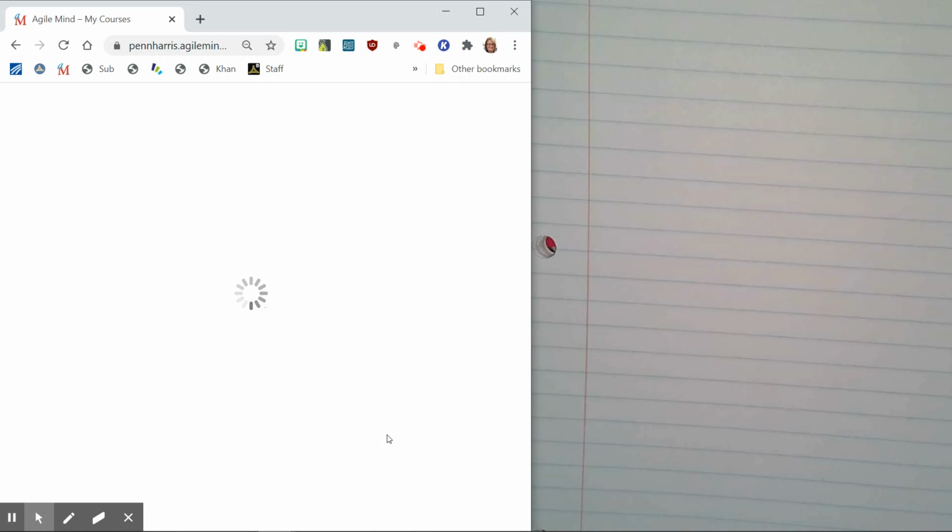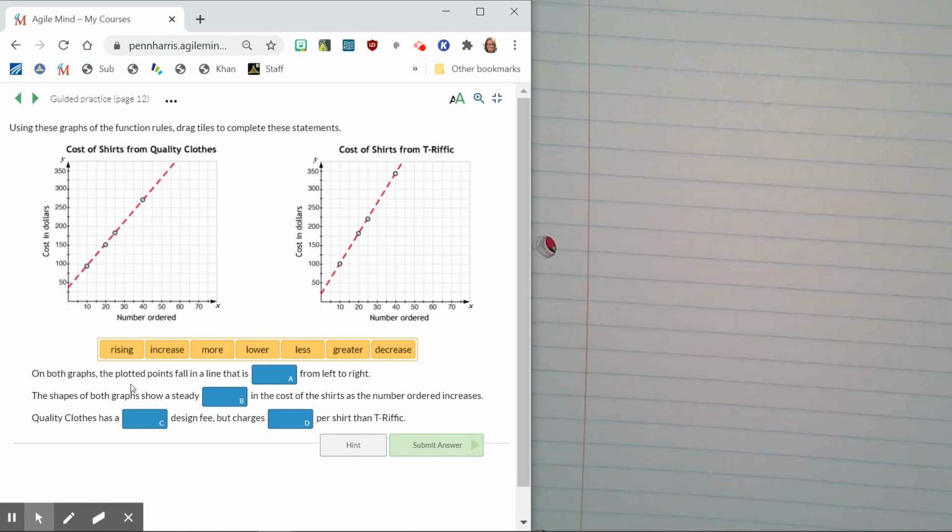Okay, so these are two graphs that we just did. So they have some questions for us. It says, on both graphs, the plotted points fall in a line that is blank from left to right. Well, what is the graph doing from left to right? On both of them, it is rising. It is rising from left to right. The shapes of both graphs show a steady increase in the cost of the shirts as the number ordered increases.